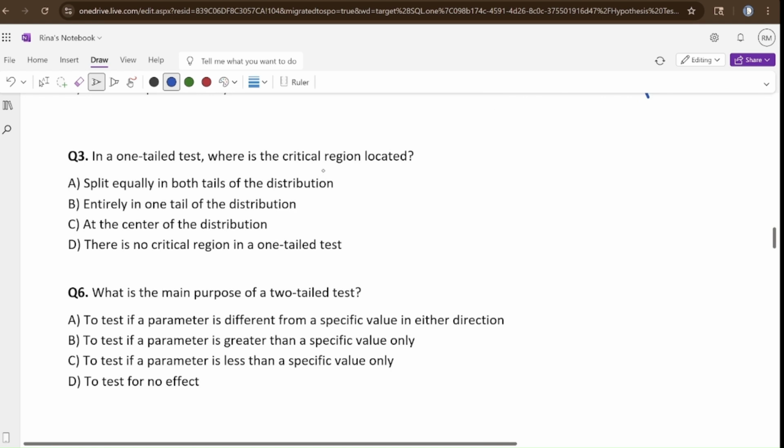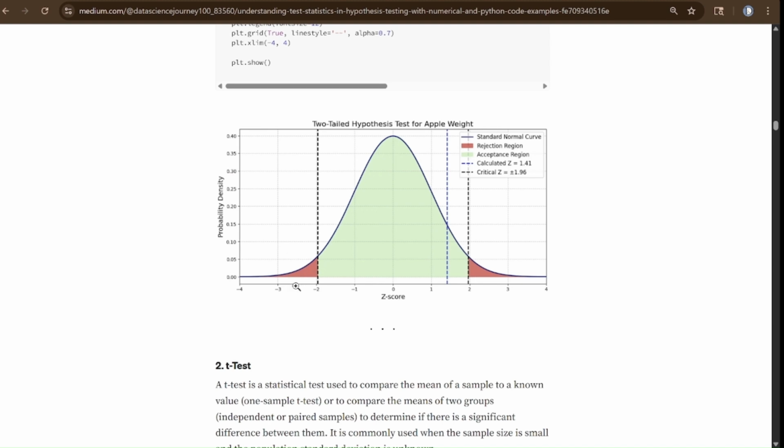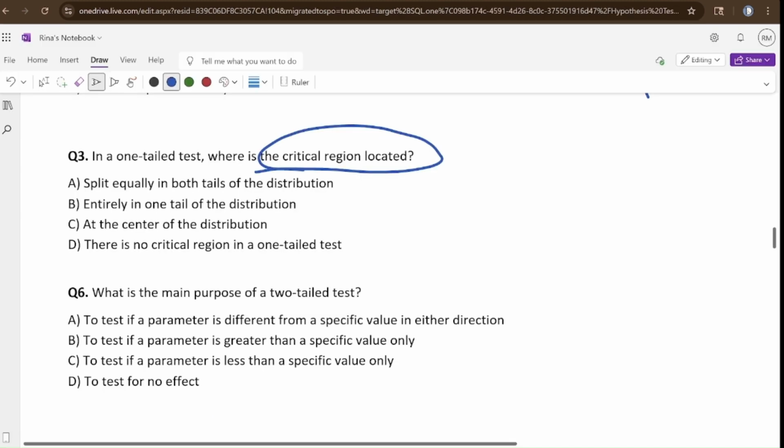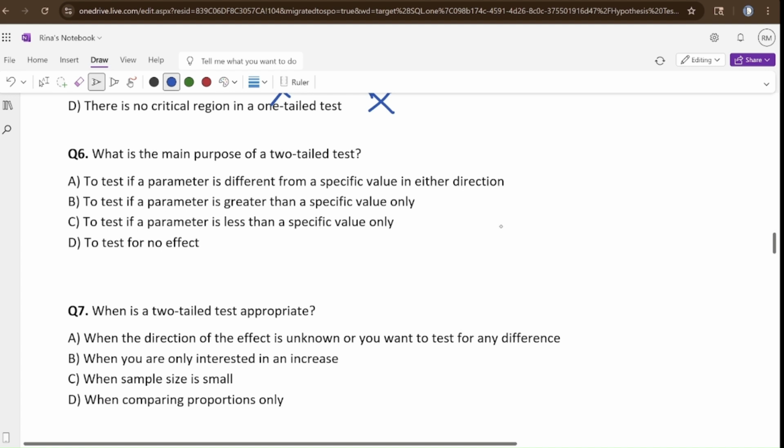Now, in a one-tailed test, where is the critical region? I have told you, this is the critical region, right? So in a one-tailed test, where? Split equally in both, that is for two-tailed. Entirely in one tail, exactly. At the center, no. Critical region will be there. What is the main purpose of a two-tailed test? To test if it is different from a specific value in either direction. Exactly. To test if it is greater than a specific value, then it will go for one-tailed. Less than, one-tailed. No effect, no.